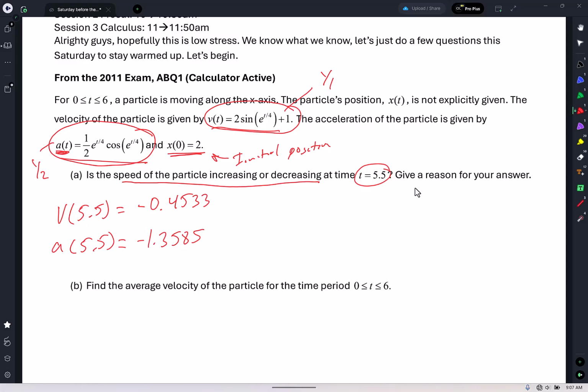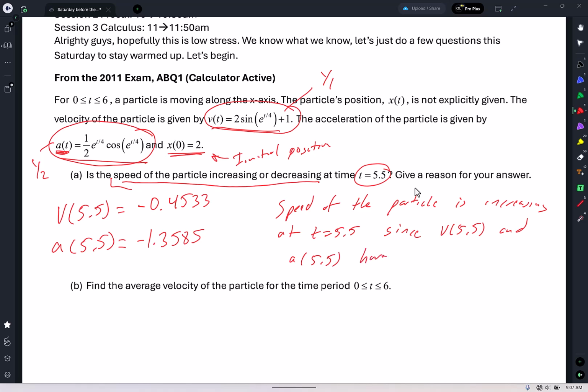What's happening to the speed? Yep. And it says give a reason for your answer, so I'm going to say speed, and I just use their language, guys. Just use the stem of their question. Speed of the particle is increasing at t equals 5.5 since v of 5.5 and a of 5.5 have the same sign. Done. Full credit. You could have also said since v of 5.5 is negative 0.4533 and a of 5.5 is negative 1.3585. That's fine. But there it is, and we're good.